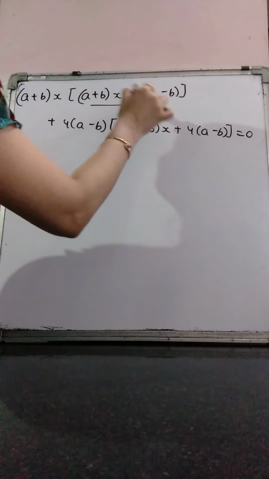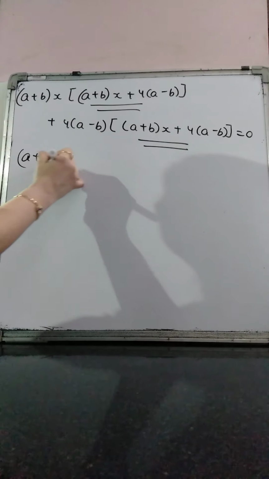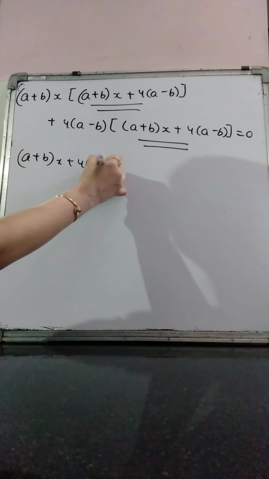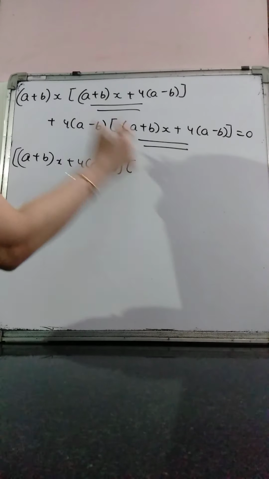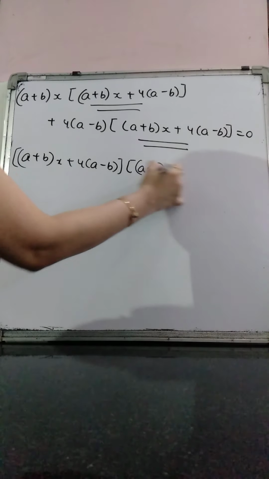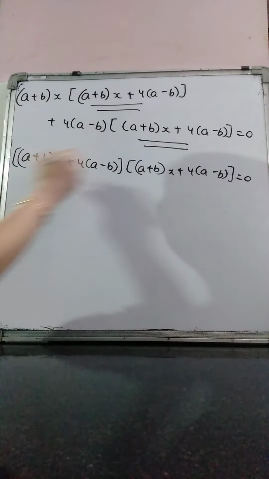Now take this term common, (a plus b)x plus 4(a minus b) and (a plus b)x plus 4(a minus b). Equate them to 0.